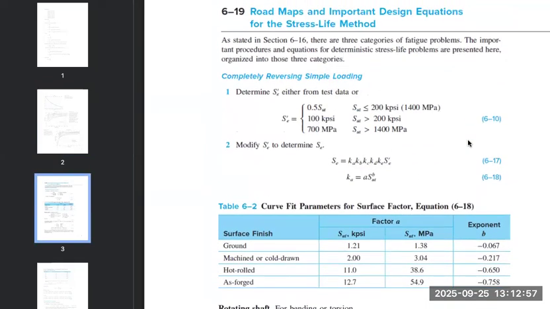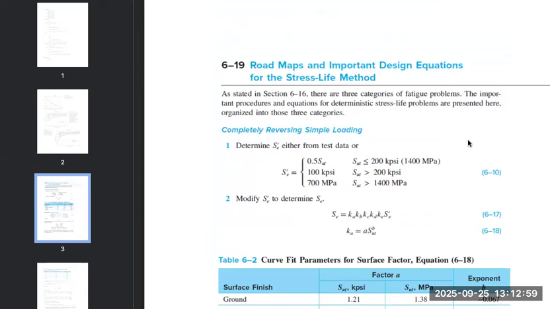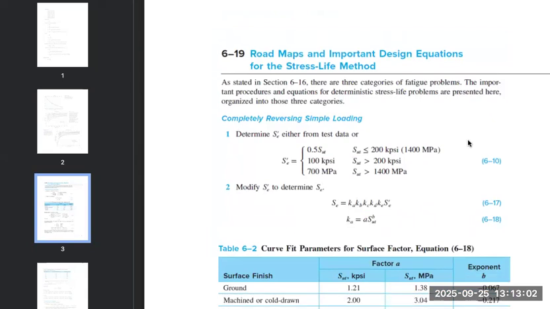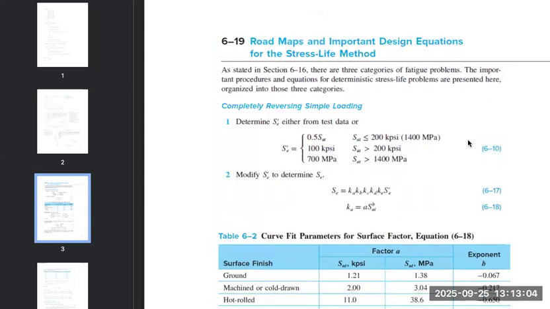And S_e is the endurance limit. For completely reversed simple loading, we determine S_e prime either from test data or we express it in terms of ultimate strength. For ultimate strength less than or equal to 200 kpsi or 1,400 megapascals, we can approximate S_e prime by 0.5 times ultimate strength.